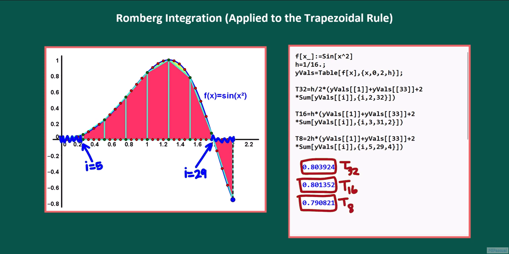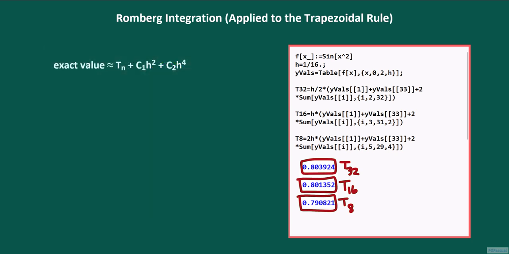We now apply Romberg integration and work with the error terms. We bring back the relationship between the exact value of the integral, the estimate T sub n, and the error terms. Since for small values of h, h to the fourth power will be much smaller than h squared, we first ignore the h to the fourth power term and use this approximate equation.